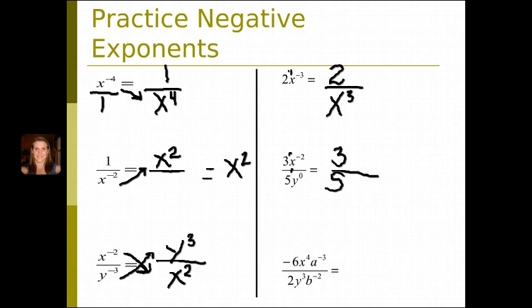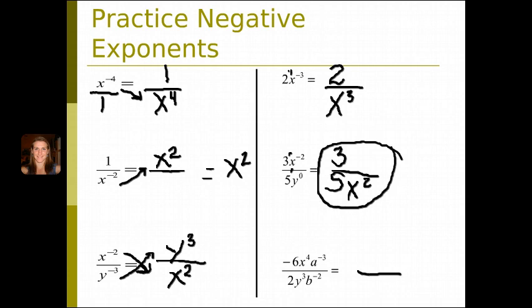X to the negative 2 needs to move below because it is a negative exponent, and it changes to a positive 2 exponent. Y to the 0th power would stay where it's at, and anything to the 0th power is 1, and 1 times 5 over x to the second power is just 5x to the second power. So our final answer is 3 over 5x to the second power.